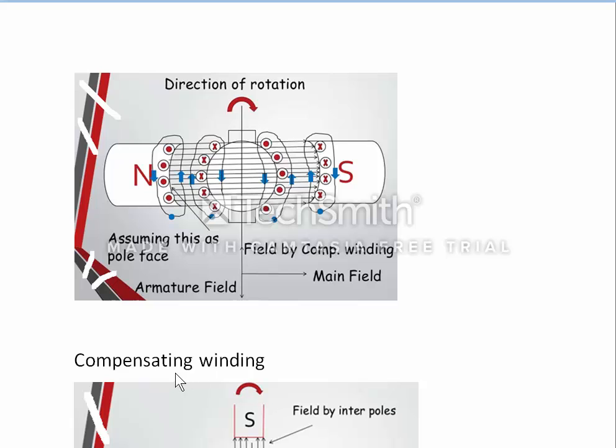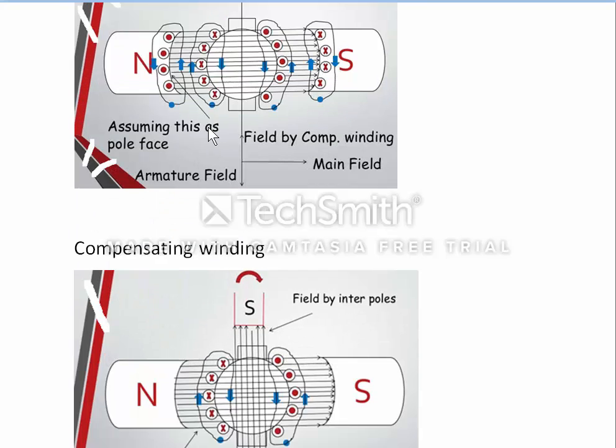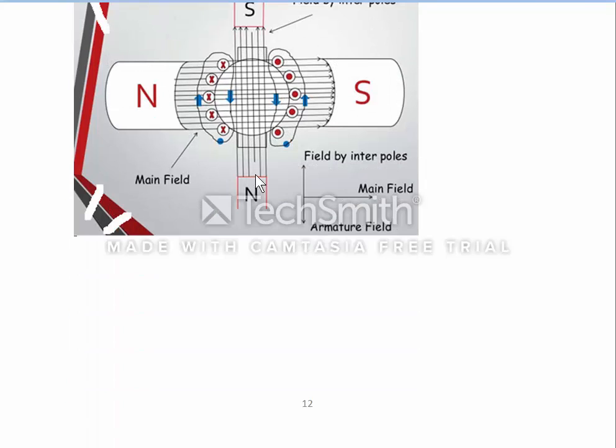So here we can see the compensating winding position. This is the main pole, north pole face. This is the south pole, main pole. Its face is here, and here we are placing the compensating winding. Here also we are placing the compensating winding. Here the armature carries current into the blackboard, whereas in the compensating winding the current flows out of the blackboard. Similarly here, exactly opposite to the direction of the armature current, we find the direction of the current in the compensating winding, and they are placed in the pole faces of the main poles.